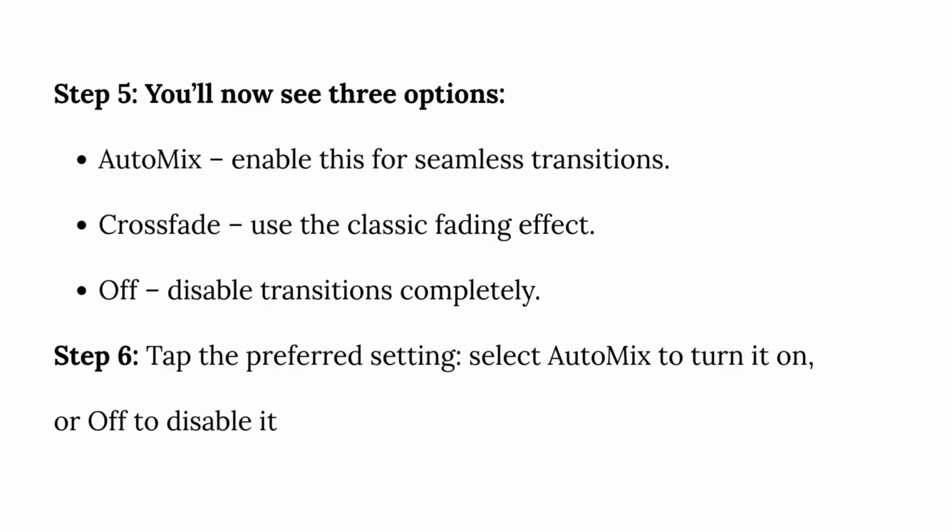Step 5. You'll now see 3 options. AutoMIX. Enable this for seamless transitions. Crossfade. Use the classic fading effect. Off. Disable transitions completely.